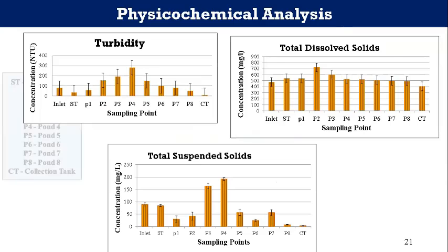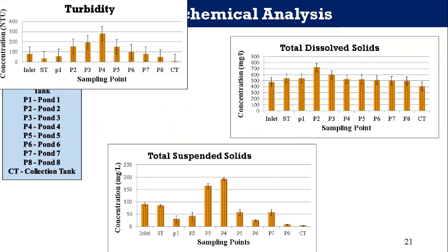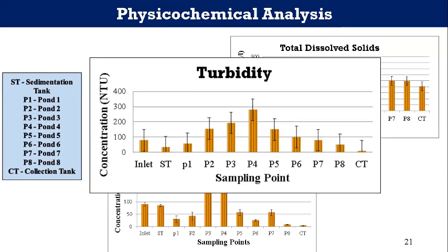Turbidity. Turbidity in water is caused by suspended colloidal matter such as clay, silt, fine organic and inorganic matter, plankton, and other microscopic organisms. The graph shows high turbidity at point 4 due to suspension of small particles attached to roots and other plant debris, while the minimum value was observed in the collection tank.